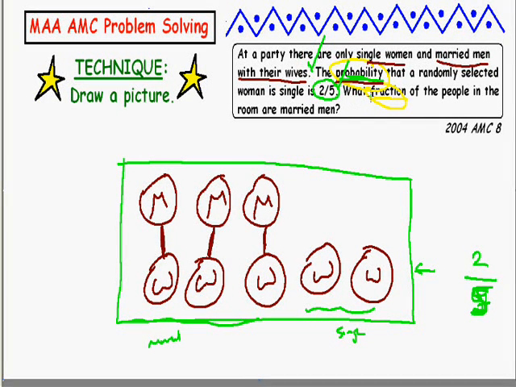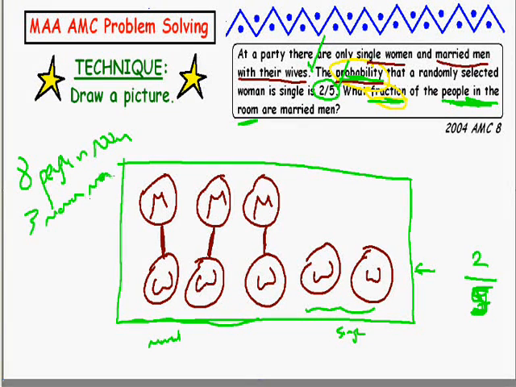Guessing what probability means. Finally, the third sentence. What fraction of the people in the room are married men? So now I'm talking about all the people in the room. How many people in the room? 1, 2, 3, 4, 5, 6, 7. I've got 8 people in the room. And what fraction of the people in the room are married men?